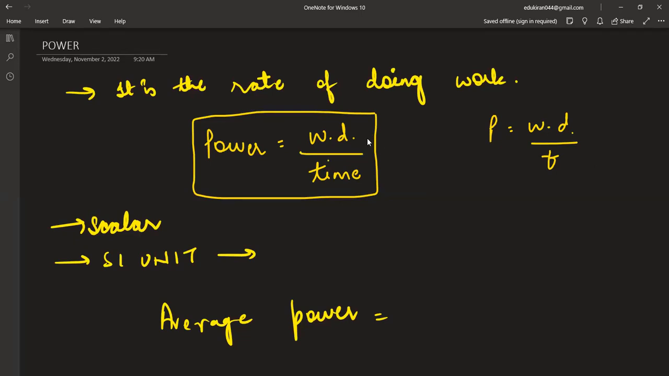And see, SI unit of work done is what? This is joules, time is seconds. So 1 joule per second, this can be written as 1 watt. So W is the symbol for it.